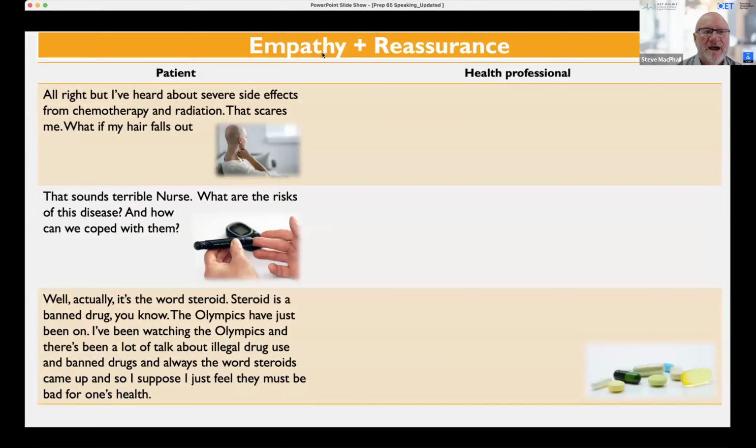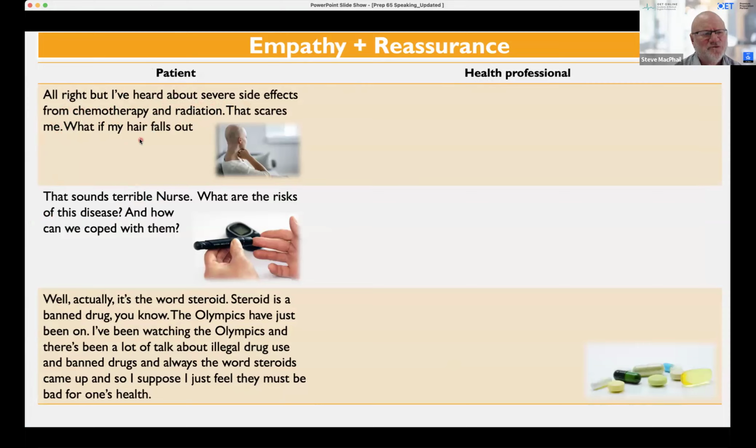All right, now that's embedded questions. Let's now look at empathy plus reassurance. So I've got a bit of a dialogue going on here, everyone, and we've got patient language, and we're going to look at the health professional's response. So the patient says, all right, but I've heard about severe side effects from chemotherapy and radiation. That scares me. What if my hair falls out?